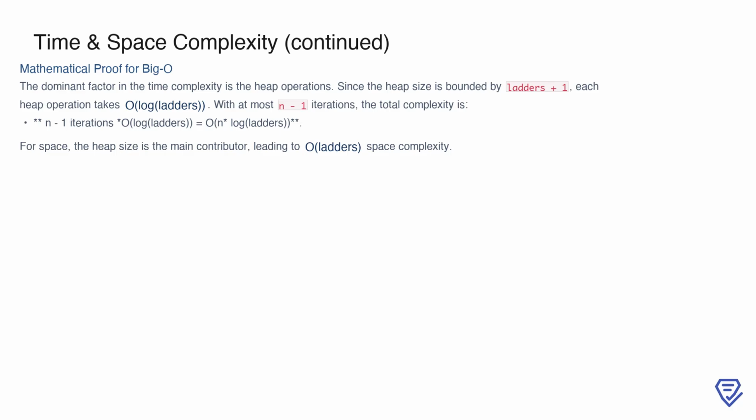To solidify the time complexity analysis, we can mathematically derive the dominant factor. The most time-intensive operation is managing the heap, where each insertion or deletion takes O(log ladders). Since the algorithm iterates through the heights array n-1 times, we perform at most n-1 heap operations. Multiplying these, the total time complexity becomes (n-1) iterations times O(log ladders), which simplifies to O(n log ladders). For space, the heap is the primary contributor, with a maximum size of ladders plus 1.